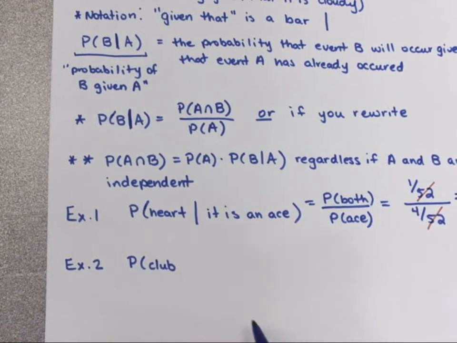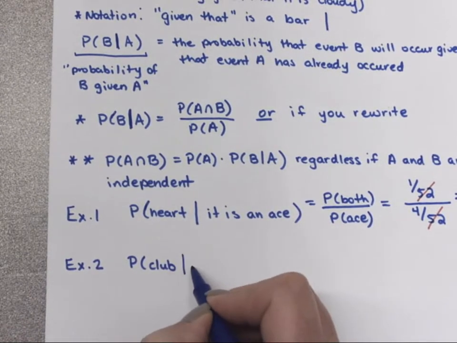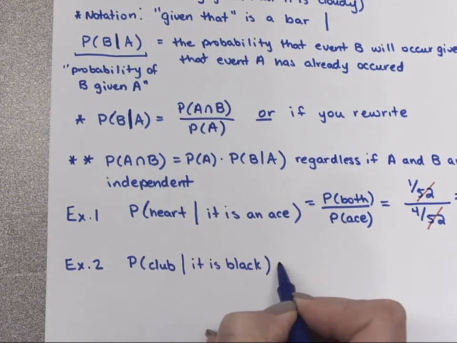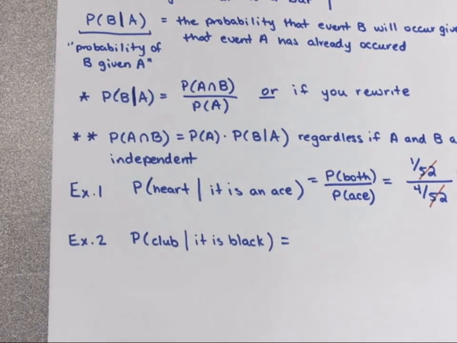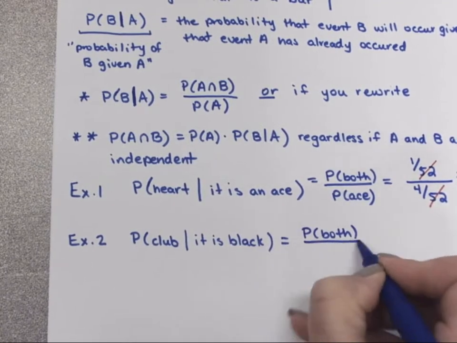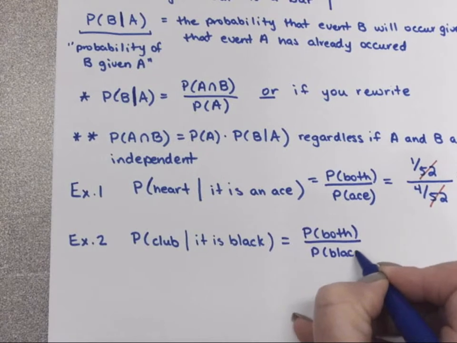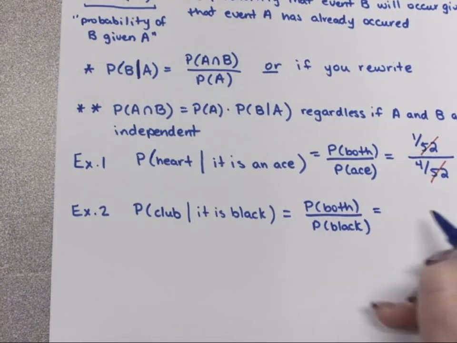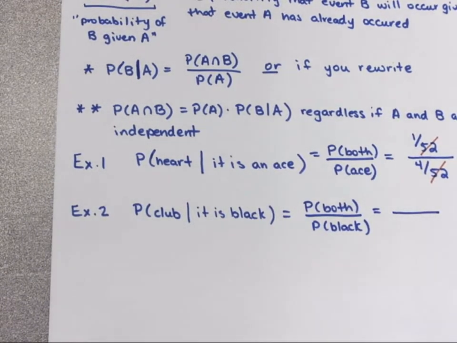So the probability that the card's a club, given that it is a black card. So the formula for something given something else is, again, always the probability of both over the probability of the second thing. Okay, so we're going to have two quantities. So first let's do the probability of black first, because I think that's easier.